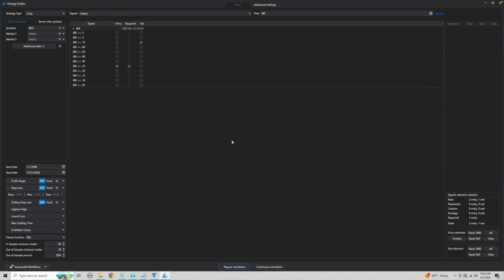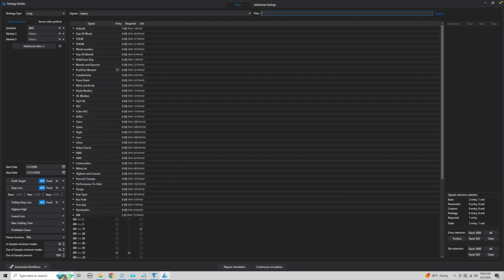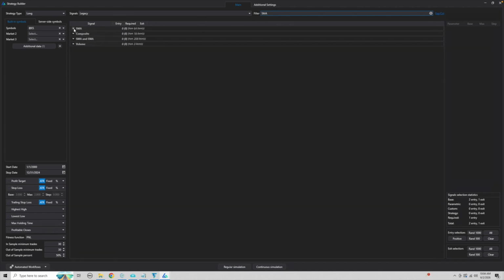Now back here at the main screen, I know that when I'm dealing with the stock index markets, I like to divide the market up into a bull regime and a bear regime. And a very simple way to do that is to use a 200 bar simple moving average. So we're going to go find that. I'm going to do SMA for a simple moving average, and here we go.